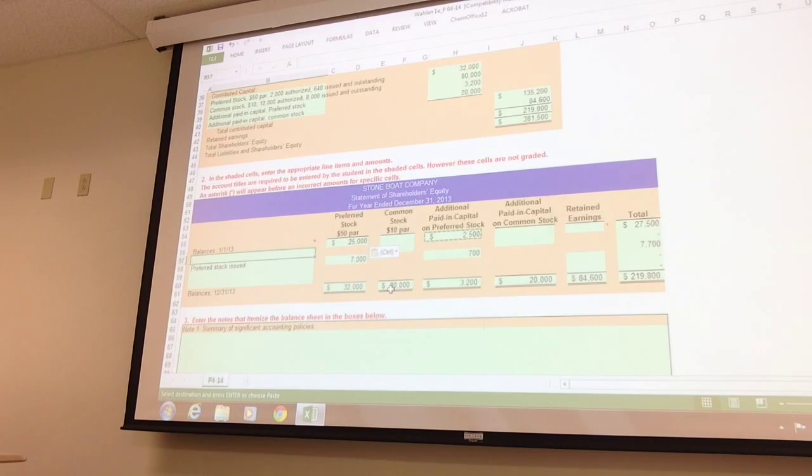Common stock issued. Number 8, we issued 1,000 shares at a price of 13. So at a price of 13, 1,000 shares is $10,000 at $10 par, and then another 3,000 of additional paid-in capital. So that same is 17,000.